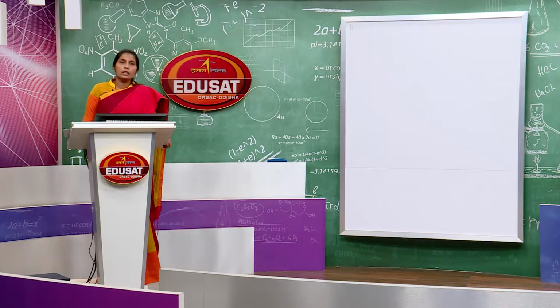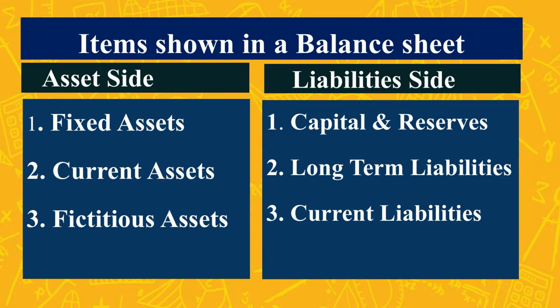So it will be clear when we solve a problem on balance sheet. Now let's take a look at what are the items that are shown in a balance sheet. So let's take a look at the asset side. All of you remember in the last year you have studied about the different types of assets, what are fixed assets, what are current assets, what are fictitious assets. So let me have a quick recap of all of those.